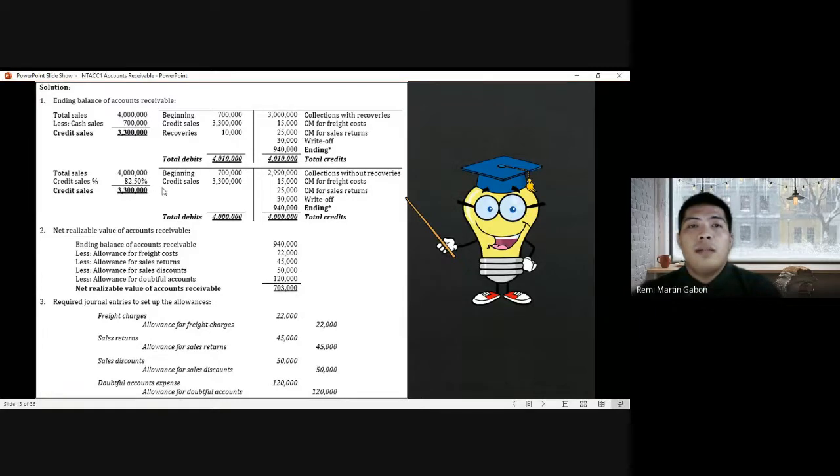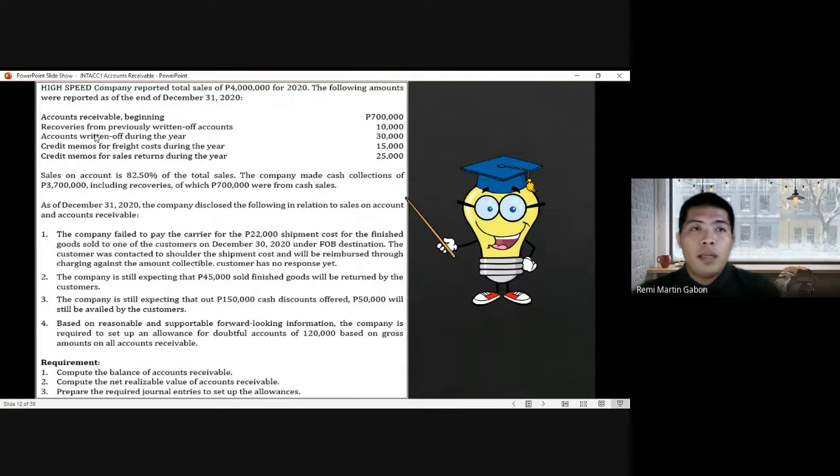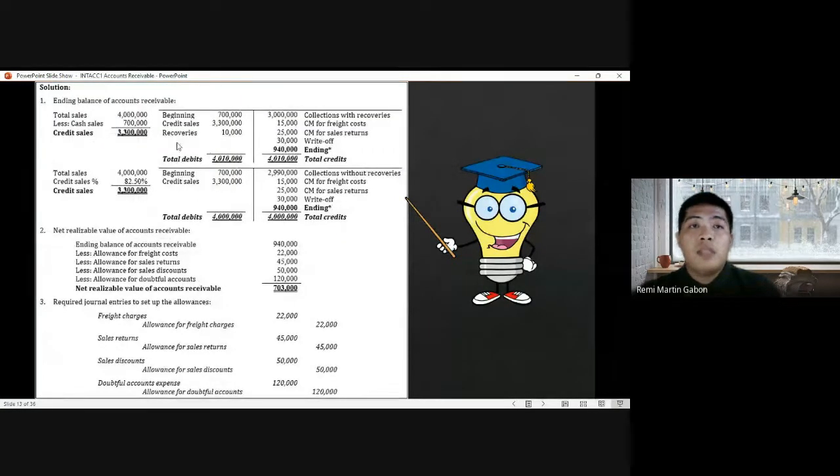Now for the T accounts, we simply explain. For the beginning balance, the 700,000, this is on the debit side. Then the credit sales we had earlier, the 3,300,000. So if we're going to journalize, we debit accounts receivable 3,300,000 and credit sales revenue 3,300,000. But because accounts receivable is what we're analyzing, it should be described as credit sale, the transaction that causes the arising of accounts receivable. Then we have also posted the recoveries of 10,000 on the debit side. Since we have posted the recoveries of 10,000 on this debit side, it is only proper that these 3 million collections should mean that there are recoveries.